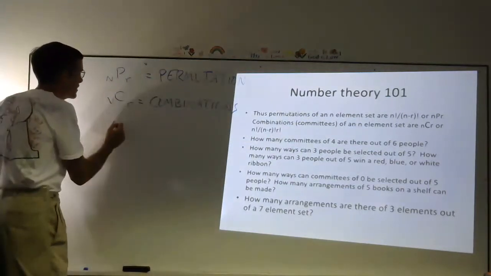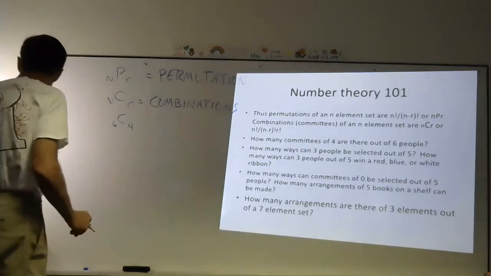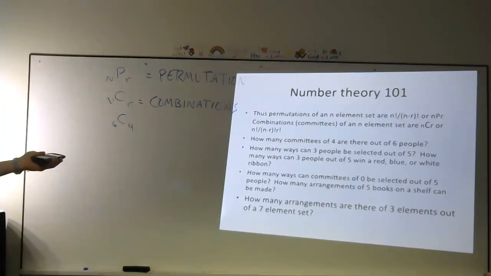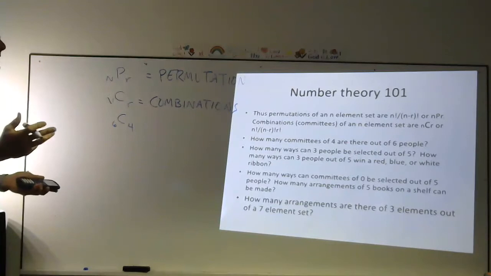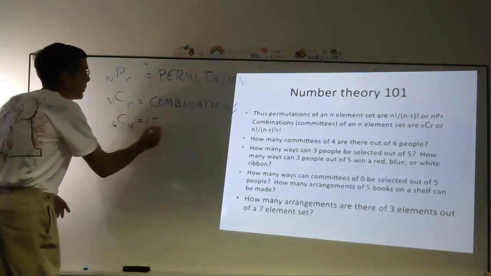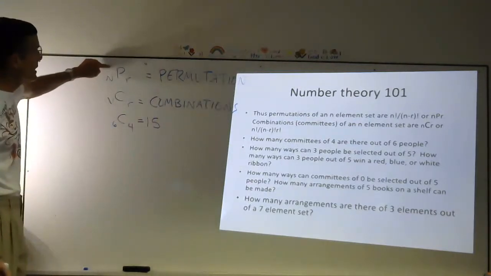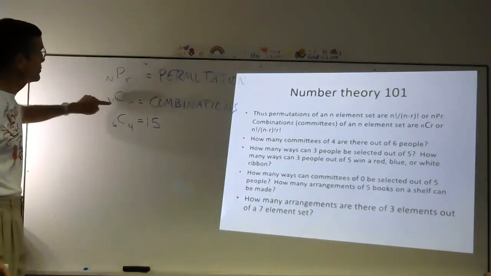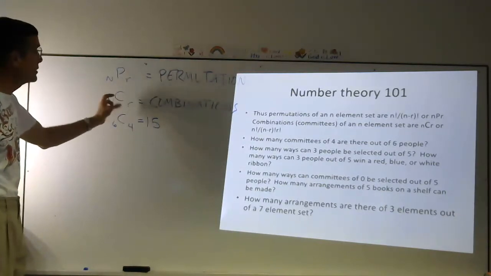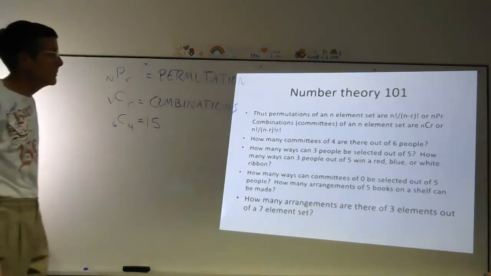How many committees of 4 are there out of 6 people? You need to do a 6C4. 6C4 should be 15. You should be able to get 15 different committees out of 6. You're going to find out very quickly that there's always many more permutations or arrangements than there are combinations, because just rearranging a committee, it's still the same committee.